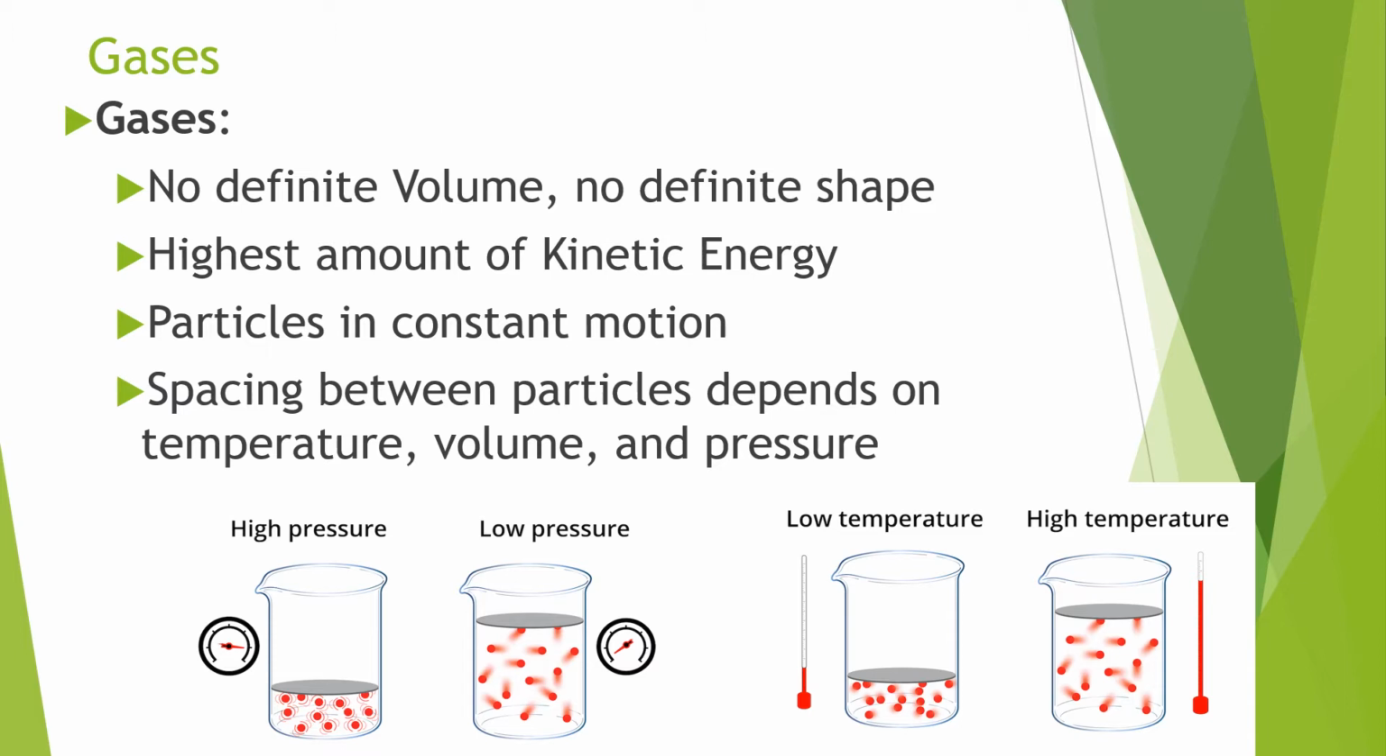So, for example, this first on the left, we look at high pressure versus low pressure. If we have a super high pressure, that means our particles are very close together and are making constant collisions. Versus a lower pressure, we have a lot more space between them, less collisions, less pressure. If we look at a low temperature, our particles are moving much slower, so they're going to take up less space and be closer together. Versus if we have a high temperature, we give them lots of kinetic energy, they're going to take up more space and be further apart from one another.